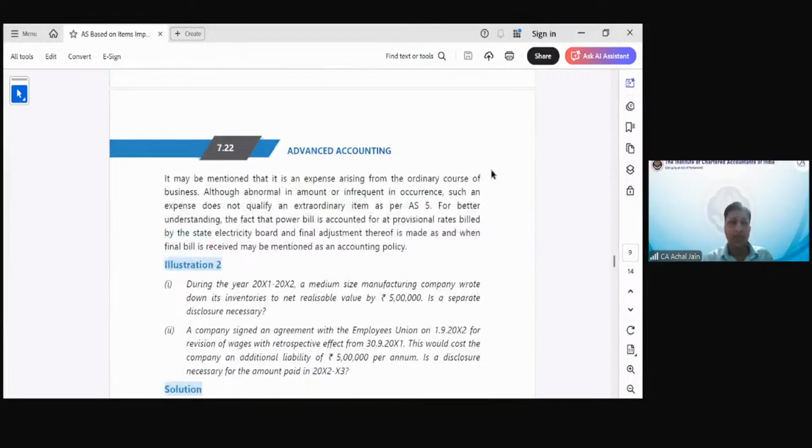Let's look at this question number 2. During the year X1, X2, a medium-sized manufacturing company wrote down its inventory to NRV by 5 lakh. In this case, do you think a separate disclosure is required? If yes, why? In a very simple manner, you can just comment on the accounting requirement in this case.